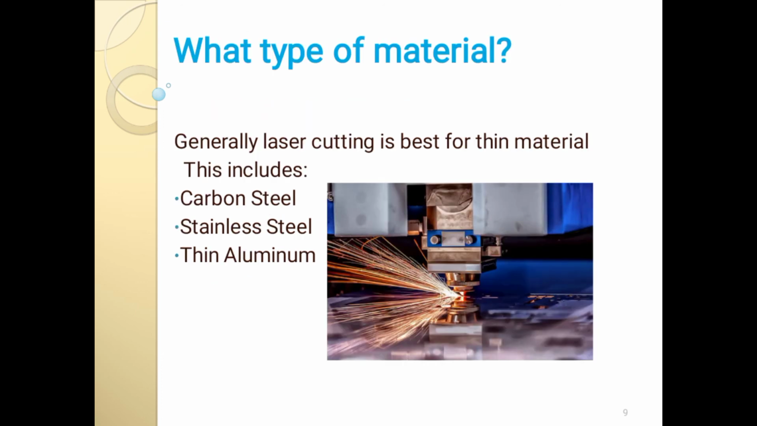Next slide. What types of material? Generally, laser cutting is best for thin materials. This includes first carbon steel, second stainless steel, third aluminum.